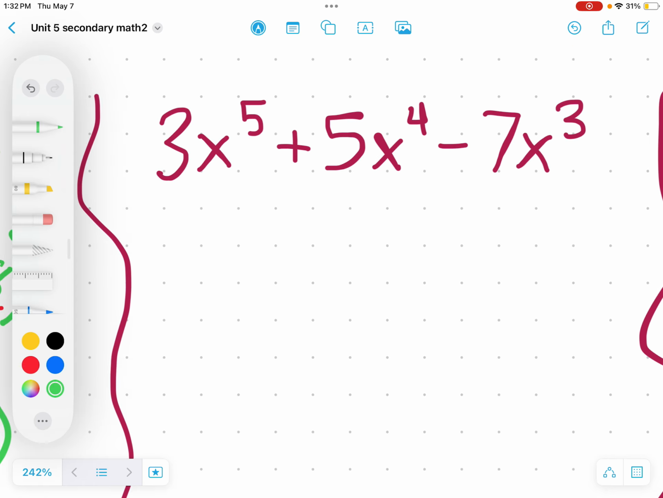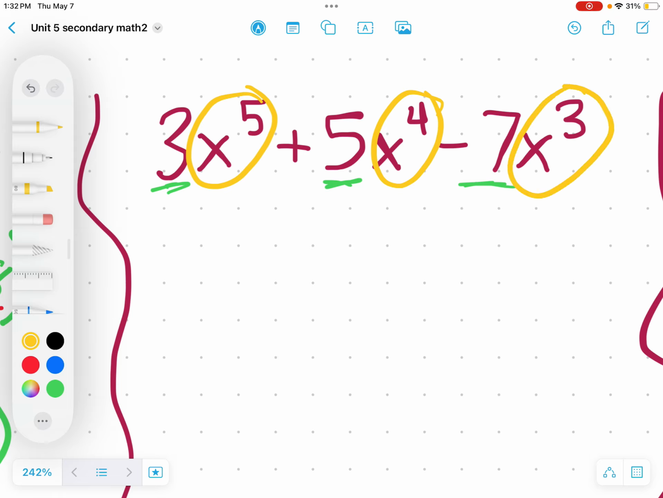What's your GCF between 3, 5, and 7? Is there one? Nope, they're prime numbers. But look at your x's. Do they all have an x? Yes. How many? They all have at least how many?